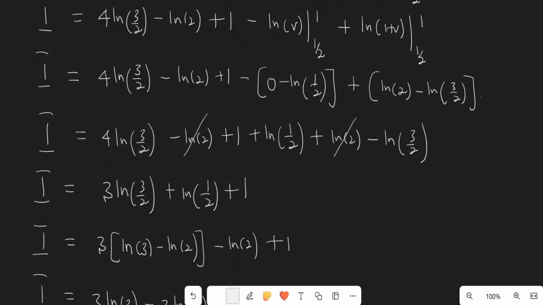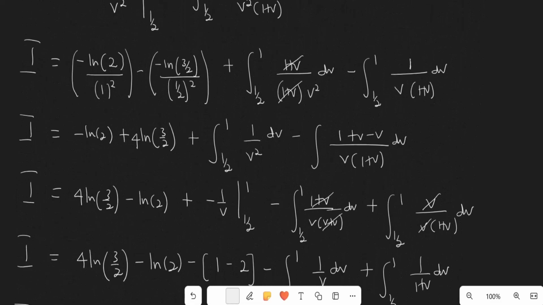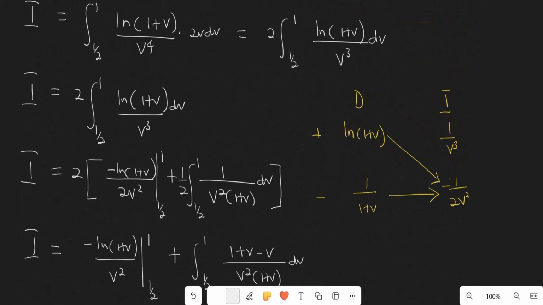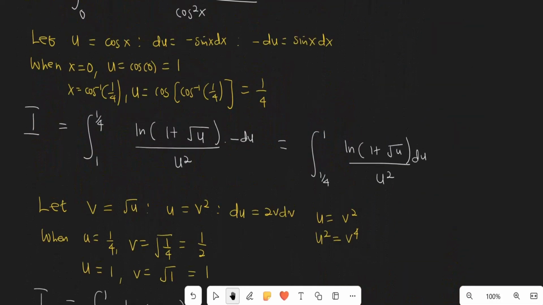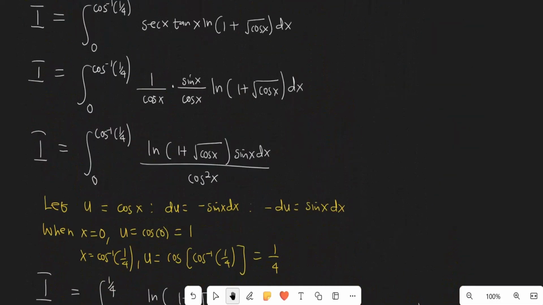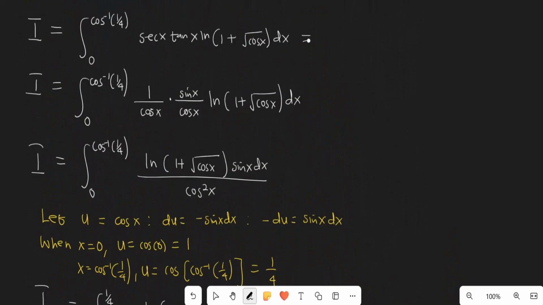So this integral is very easy if you realize that you have to do 2 substitutions before doing integration by parts, right? So this one evaluates to 1 plus the ln of 27 over 16, right?